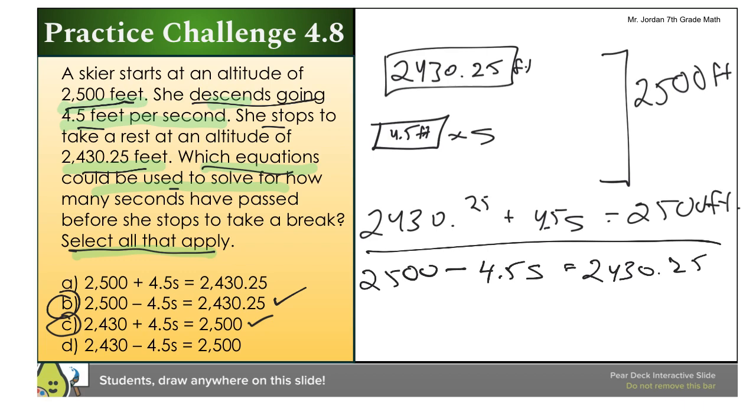2,500 minus 4.5s is equal to 2,430.25. Or looking at the above scenario, I can go 2,430.25 plus 4.5s is equal to 2,500.